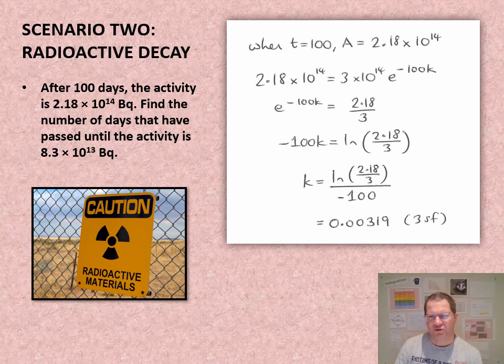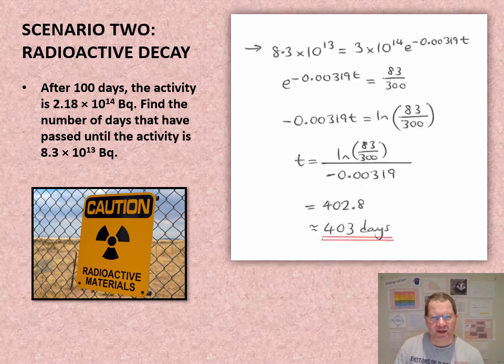So when t is 100, A is 2.18 times 10 to the 14. So we substitute into A equals 3 times 10 to the 14 e to the minus kt, where t is 100. So that's e to the minus 100k. We can divide both sides by 3 times 10 to the 14. So we get 2.18 over 3 is equal to e to the minus 100k. Log both sides, divide by negative 100, and that gives us k is equal to 0.00319 to 3 significant figures.